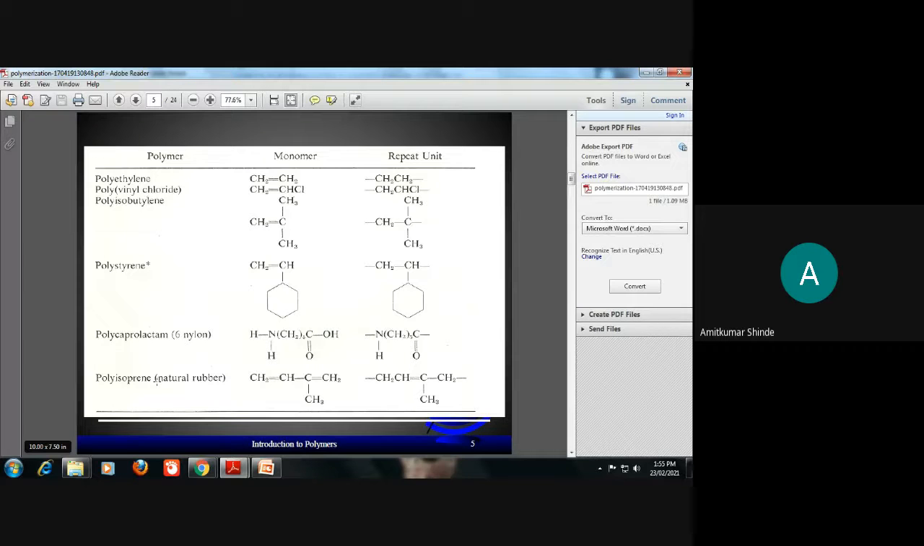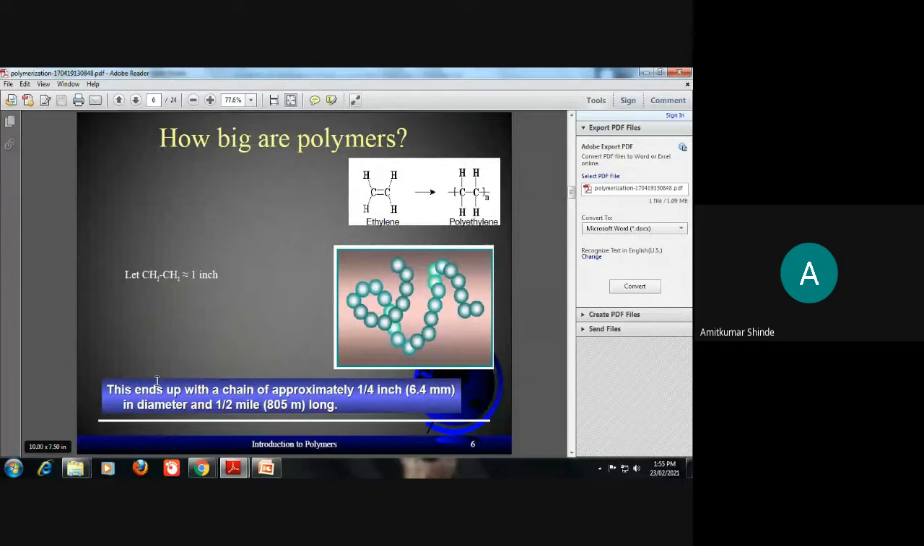If you are not having any doubt, I will move towards the next point now. This is just for your information purpose. With polyethylene as the example of the polymer, they have mentioned how large that particular polymer is. Here they have taken the example of polyethylene. Now you can read this.